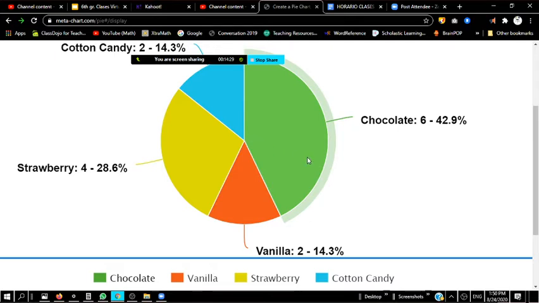Analyzing this data gives us a better understanding of what people prefer, or whatever the data is that we really want to show to our viewers.